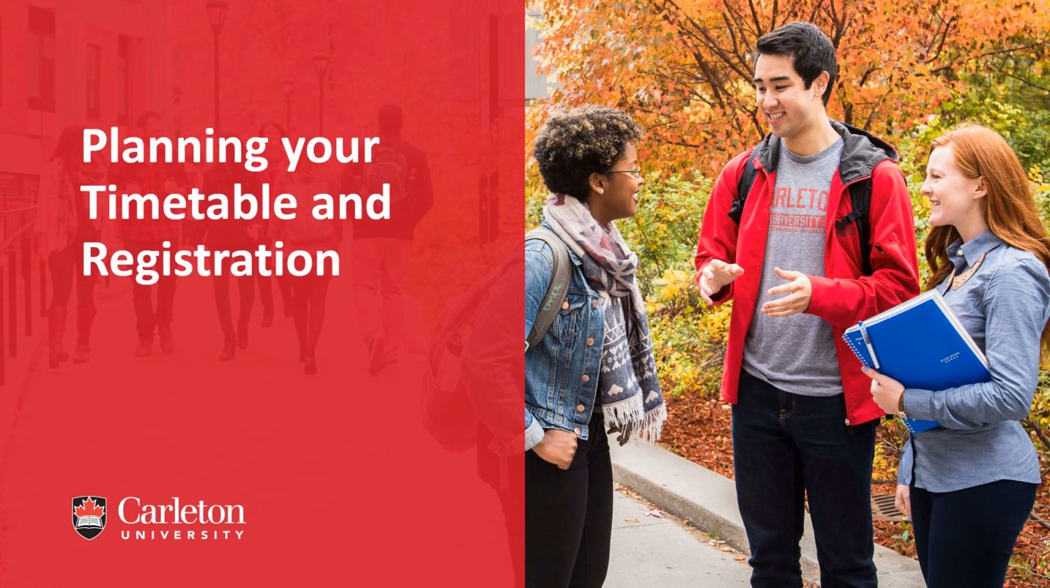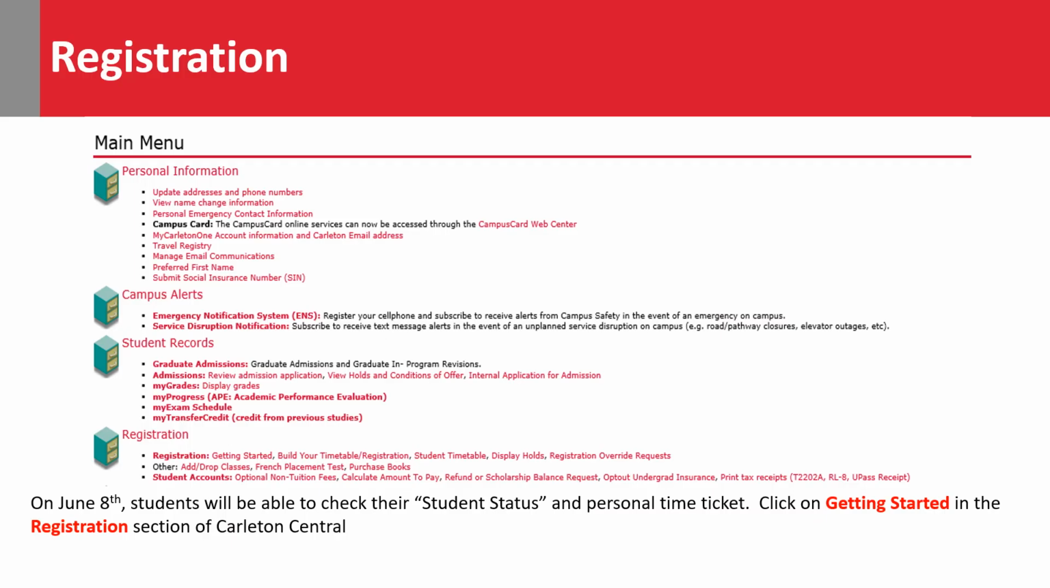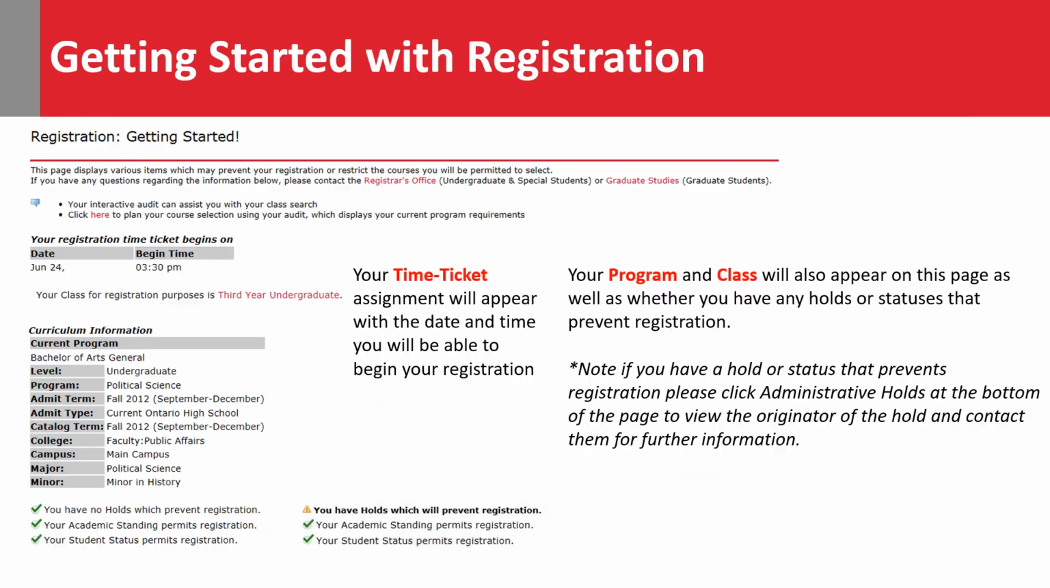Now you're ready to start planning your timetable and registration. As I mentioned earlier, you may log into Carleton Central and view the class schedule and your assigned time ticket on June 8th. Once you have logged in, click on Getting Started under the registration menu. On this page, you will see the exact date and time you may begin registering for courses.